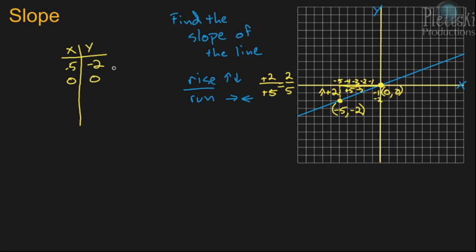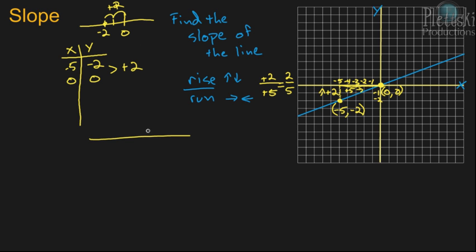And then I'm going to ask the same questions. Well, how do I get from one point to the other? How do I get from a negative 2 to a 0? Well, if you picture a number line, negative 2 is over here, and I have to go plus 2 to get from a negative 2 to a 0. So it's plus 2.